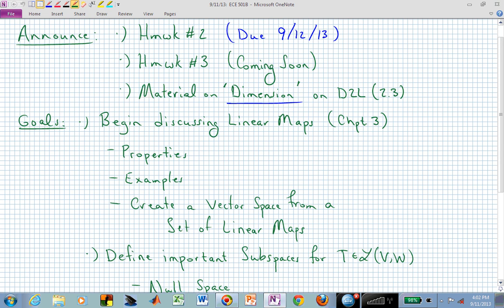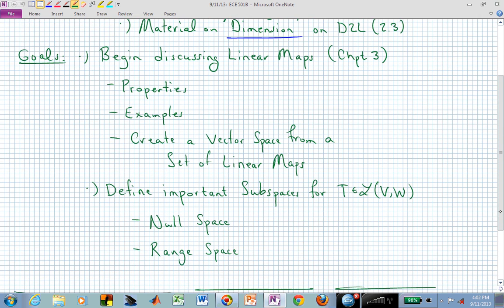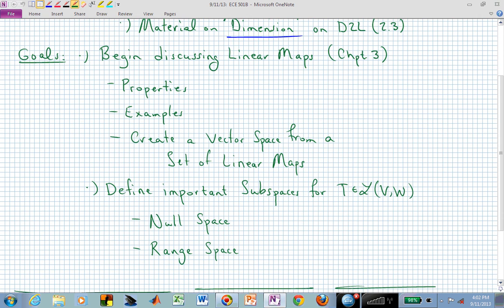We will begin talking about chapter 3 in Axler, and that is dealing with this concept of linear maps. We'll talk a little bit about the properties of linear maps, or what those need to possess in order to be a linear map. We'll illustrate that with some examples. There's all sorts of examples. We'll pick some from Axler, some from some other space. Maybe we'll have some non-examples of linear maps. We can also create a vector space of linear maps. So once we have a set of linear maps going from some vector space V to some vector space W, that set can be viewed as a vector space.